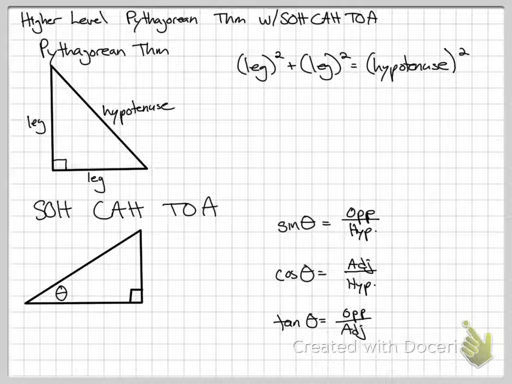Today we're going to go over some higher level Pythagorean theorem problems with SOHCAHTOA in it. So this page should be review. It might be written differently than you remember. You might remember a squared plus b squared equals c squared.